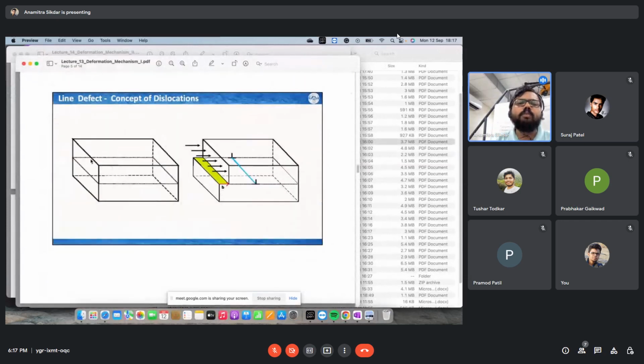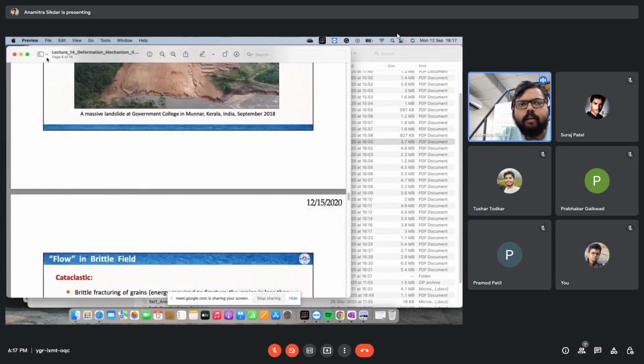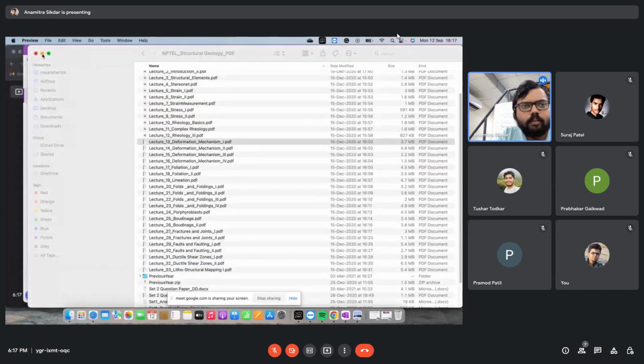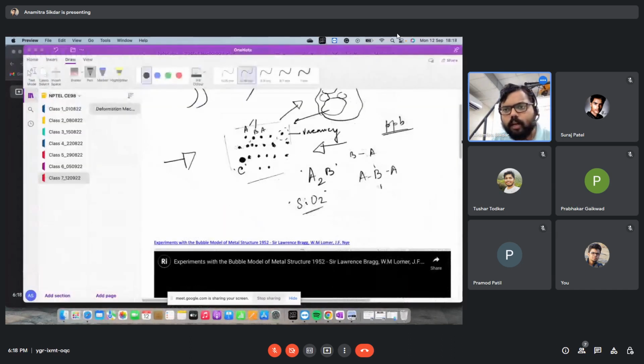Suppose this block is one mineral, one crystal. When you're applying stress from here, what will happen? This will try to move, right? Are you getting this? Why have they constructed a block? Are you getting this?